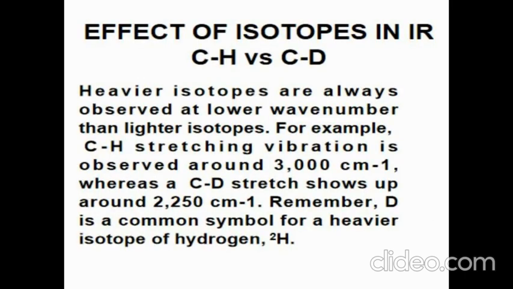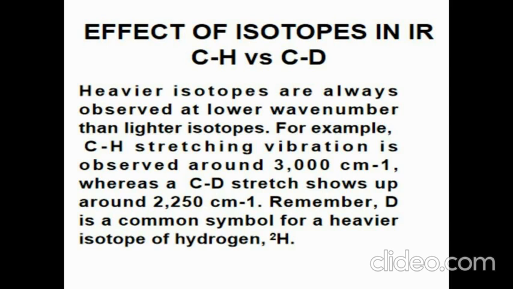Now let us take another example, that is if an atom is replaced by its heavier isotope, like hydrogen replaced by deuterium, or C12 replaced by C13 or C14, oxygen 16 replaced by its heavier isotope O17, or nitrogen 14 replaced by its heavier isotope N15, then how will the peak position change in the IR spectrum.